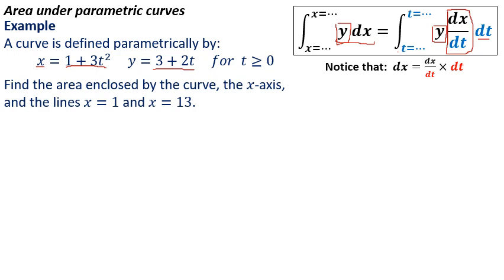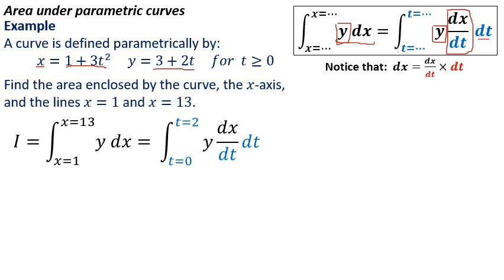So let's work through this one. The area enclosed by the curve, the x-axis, and the lines x equals 1 and x equals 13. So those are our limits, 1 and 13. And the function is y, so we're integrating y with respect to x. But because we have y in terms of t, we know we're going to need the parametric version. So all this means is you divide dx by dt and you simultaneously multiply by dt. And that effectively converts your integral into one that's now in terms of t.